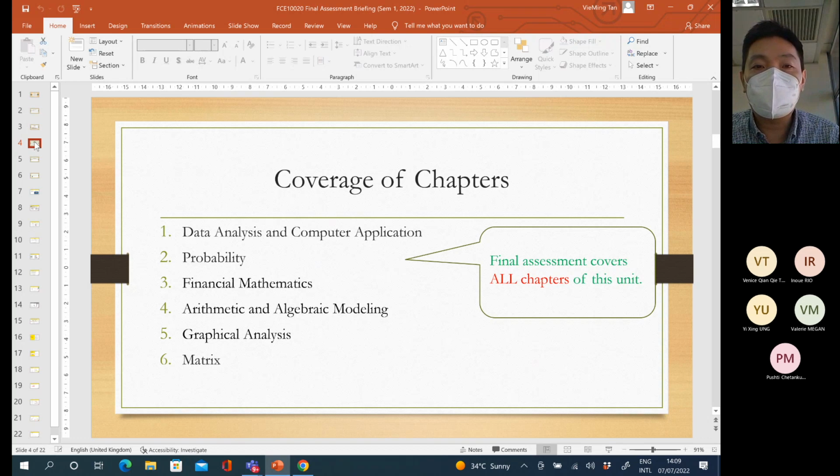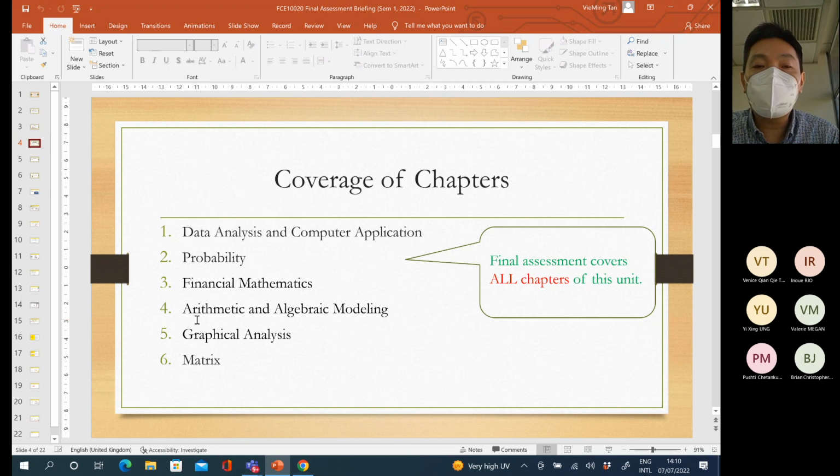All will be covered. Okay, that includes chapter 1, the statistics, which includes the data analysis and computer application. Chapter 2 is probability. Chapter 3, financial mathematics. We have 2 parts. Part 1 is on the commission and also the supply chain, which includes the discounts, the selling price, profit and loss. Make sure that you know how to do the calculation. And part 2, we have the simple interest and compound interest.